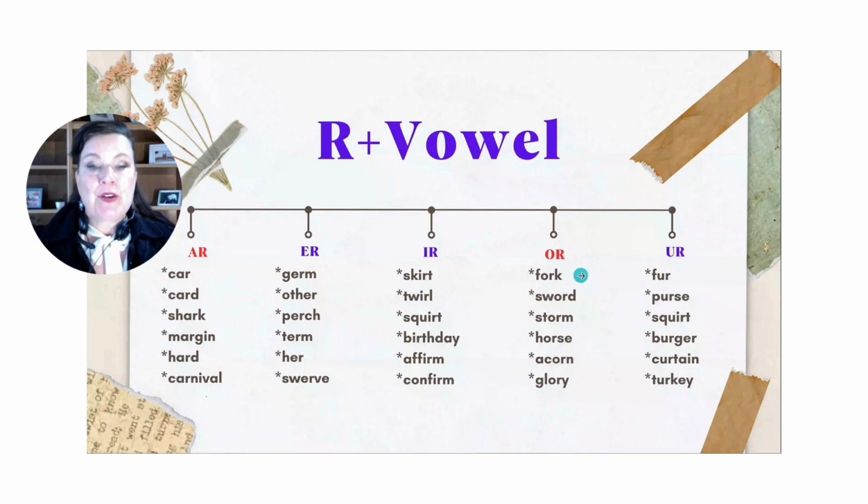So here in our first word, we have fork, fork. The next one, sword. This one is a challenge with that W and then moving into O again. Sword. The next one here, storm.